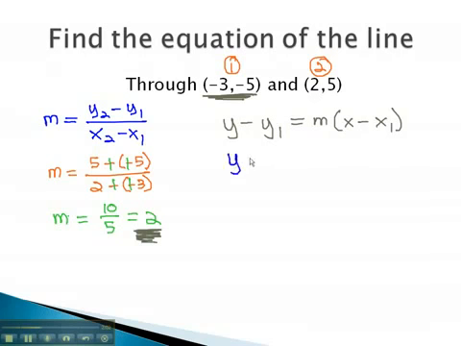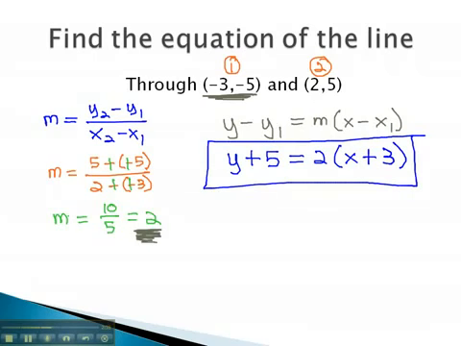Plugging in what we know, we have y minus y1, which is -5. Subtracting -5 is the same as adding 5, equals m, our slope, which we just found to be 2, times x minus x1, which from our given point is -3. Minus a -3 is like adding 3. And that will give us the equation of a line that goes through the 2 points.